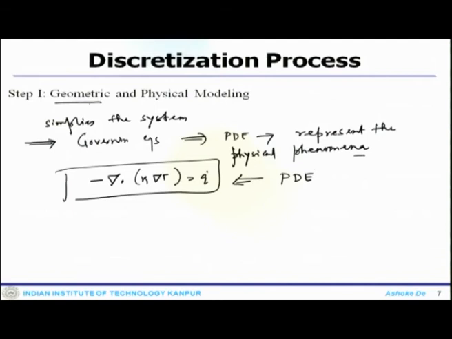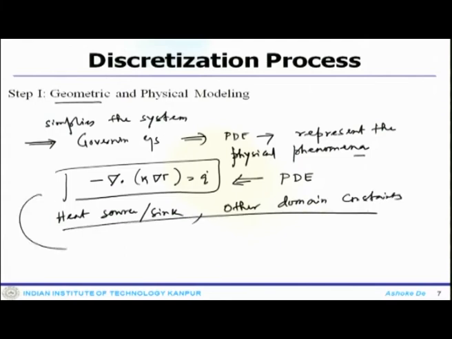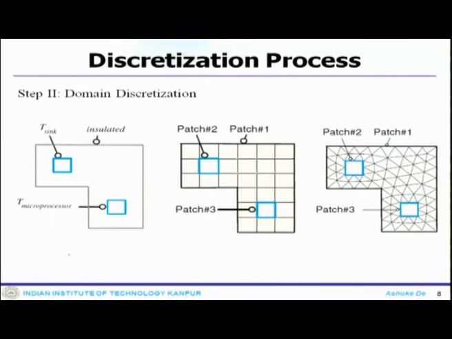In the geometric modeling, we identify the heat source, we identify the heat sink, we identify the other domain constants, and the physical modeling will get back to the equations. Now the second step would be the domain discretization. How do you do the domain discretization?